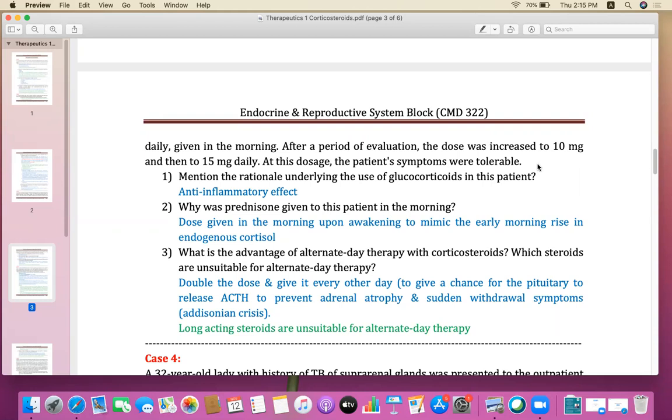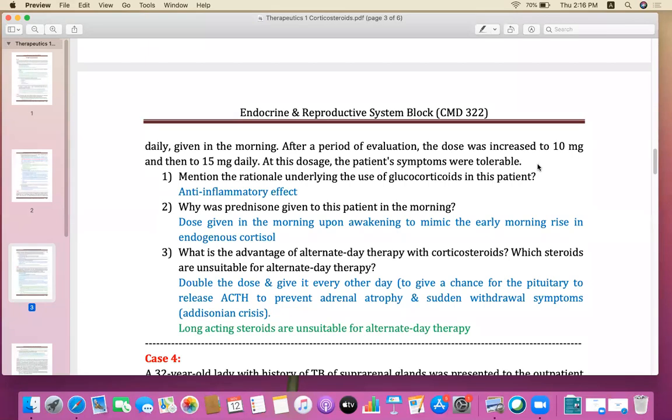Now, generally, as we discussed, in the morning we need more amount of the cortisol to manage our stress. That's why the dose is given in the morning.